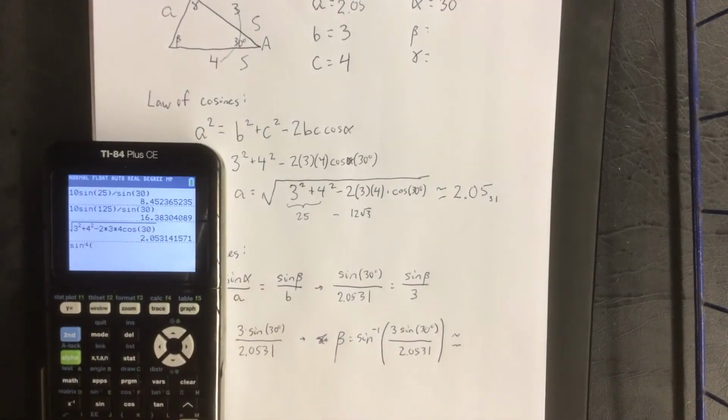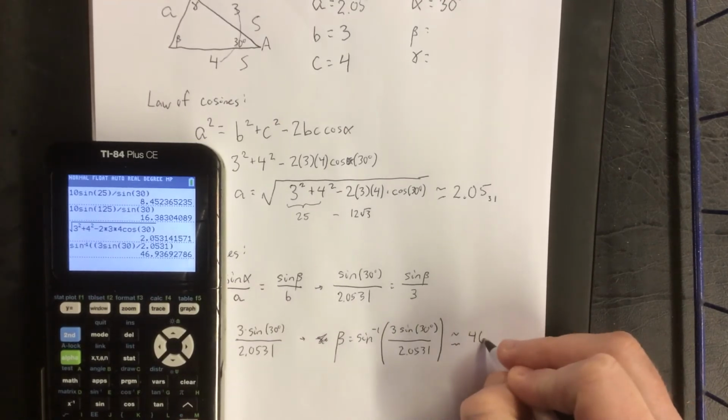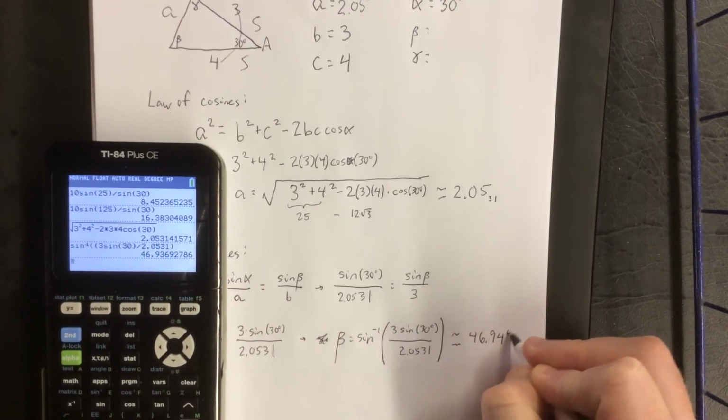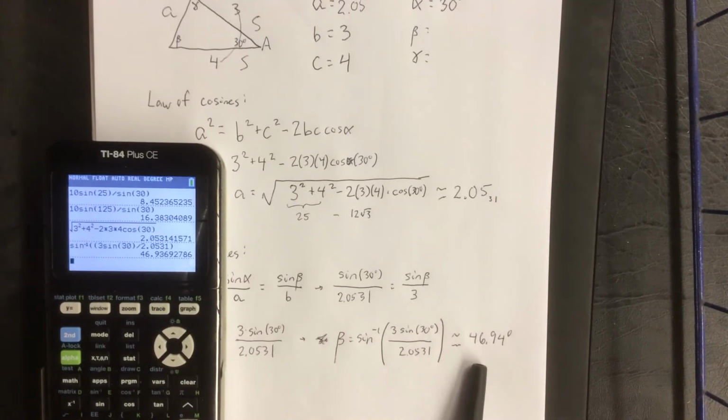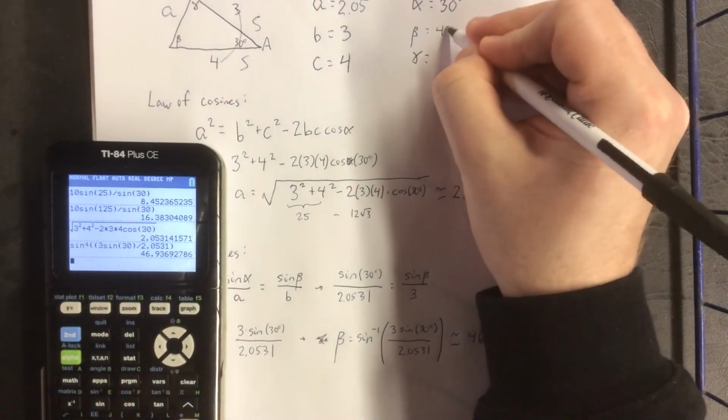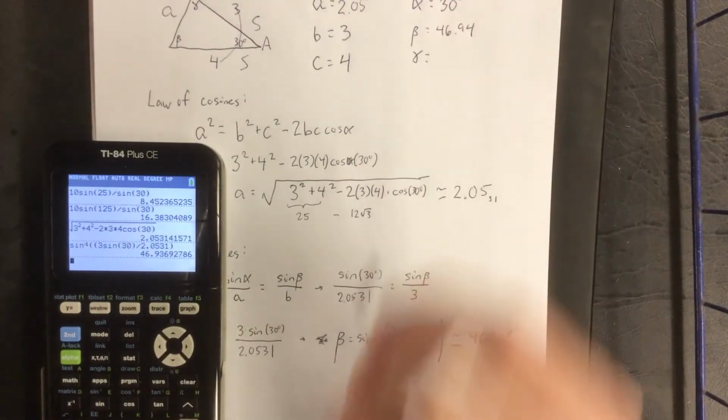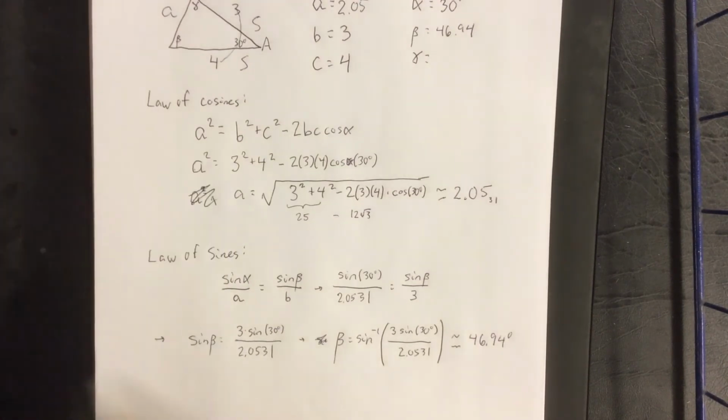So this would be the arc sine of, extra set of parentheses for the whole numerator, 3 times the sine of 30 degrees, divided by 2.0531. We get that beta is about 46.94 degrees. We put that up top in part of our chart for beta.